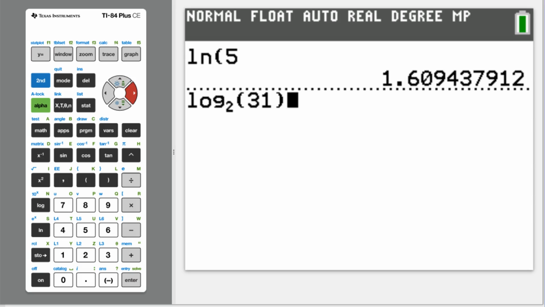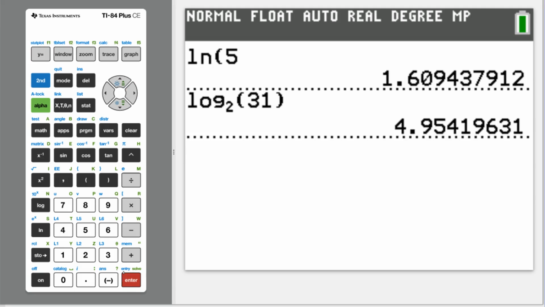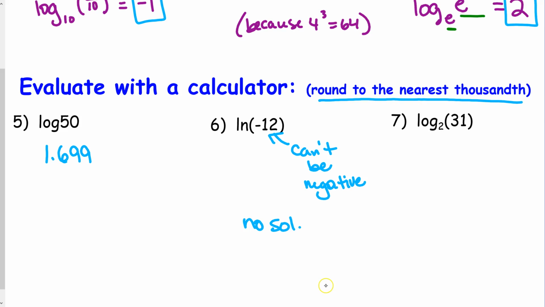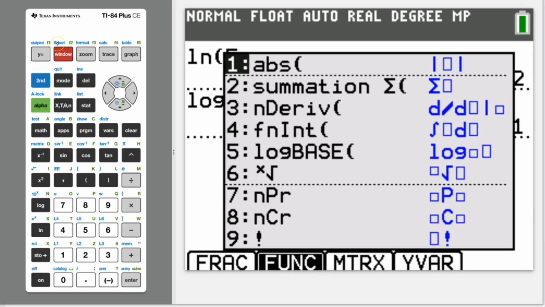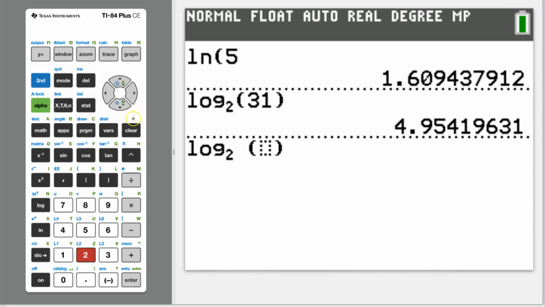So if your calculator doesn't do it, there is a workaround for this. Used to be calculators didn't do any logarithms and people just looked up logarithms in a table in the back of the book. So we would round this to 4.954. Now, there is a shortcut to find the log base on your calculator. You can press alpha and then window. That takes you to the F2 menu, which is a shortcut menu, and there you see number 5 is log base. So if you remember that shortcut, it's just a little bit faster way to get there.